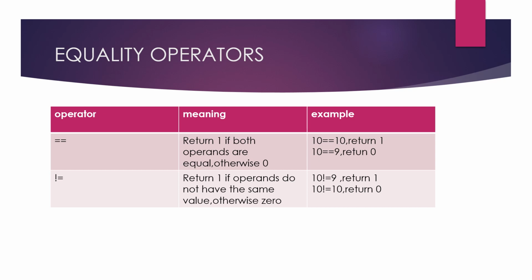Then in the second, 10 is equal to 9 is not true, so it will return 0. Then we have the not equal to operator, which returns 1 if the operands do not have the same value, otherwise it returns 0. So 10 is not equal to 9 returns 1, which is true. And 10 not equal to 10 is false, so it returns 0.